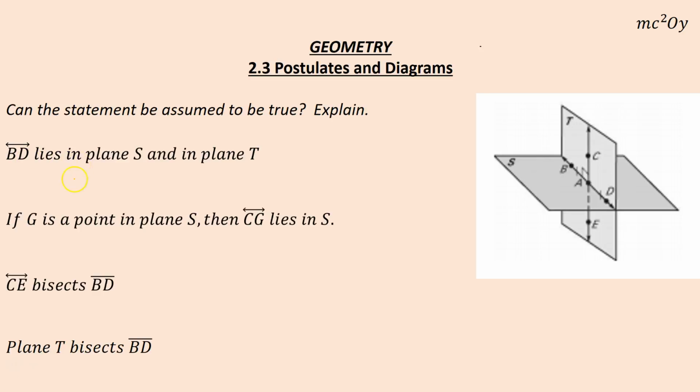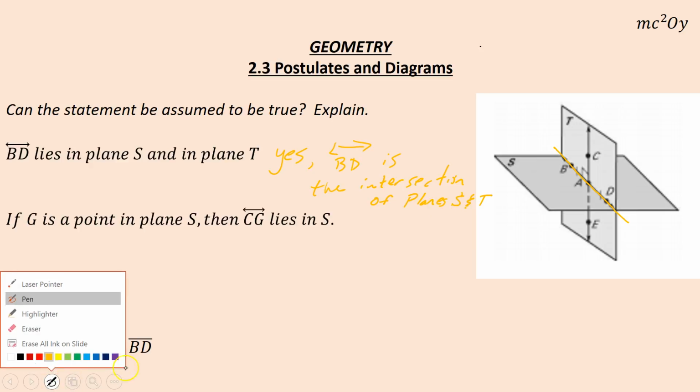BD lies in plane S and in plane T. So let's see. BD, this line right here, lies in both plane S and plane T. So you'll notice that is the intersection of the two planes. So yes, BD is the intersection of planes S and T. All right, and we'll go ahead and try the next one.